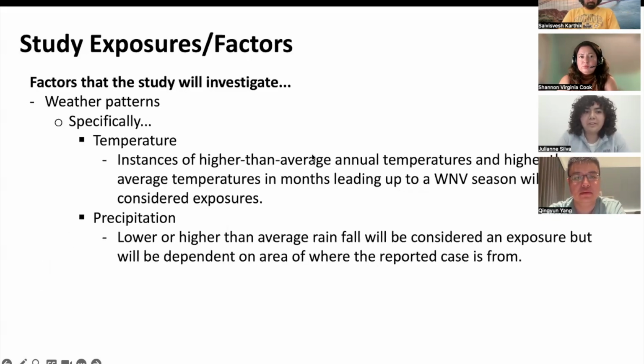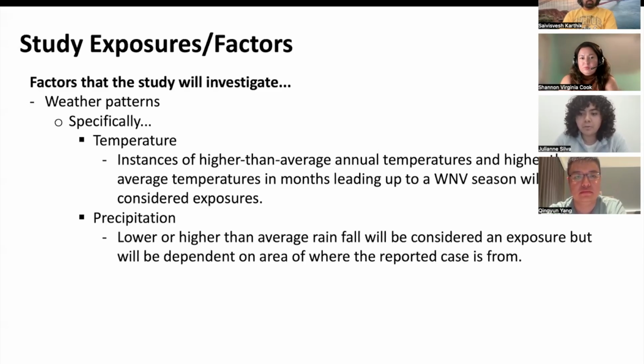Now we're going to go into our study exposures. So the factors that we will be studying are changes in weather pattern, which include changes to temperature and precipitation, which have been stated to affect the mosquito population in the United States and have led to trends of West Nile virus outbreaks, according to a study done by Singh et al.